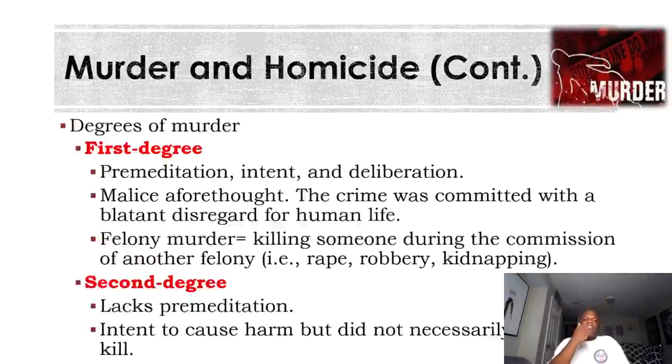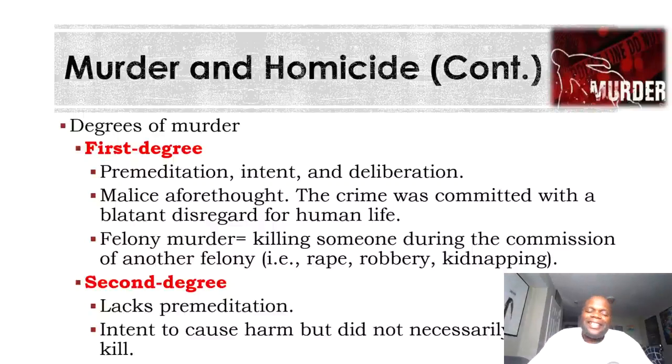So in terms of our degrees of murder, we have first degree murder, which offers premeditation, malice aforethought. It's a very deliberate crime. It was committed with a blatant disregard for human life. That is what first degree murder is. That is usually punishable by life in prison in most cases, and in some cases it's punishable by death.